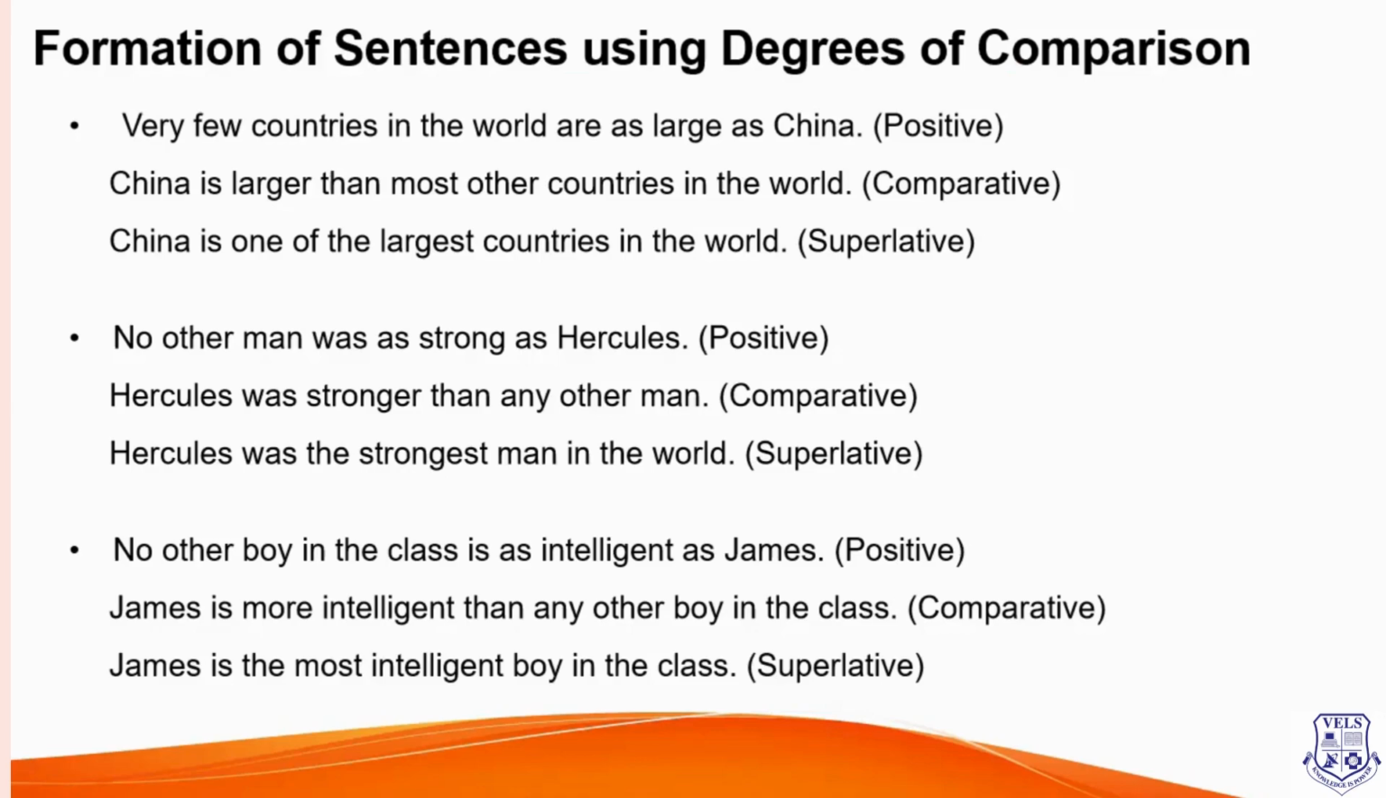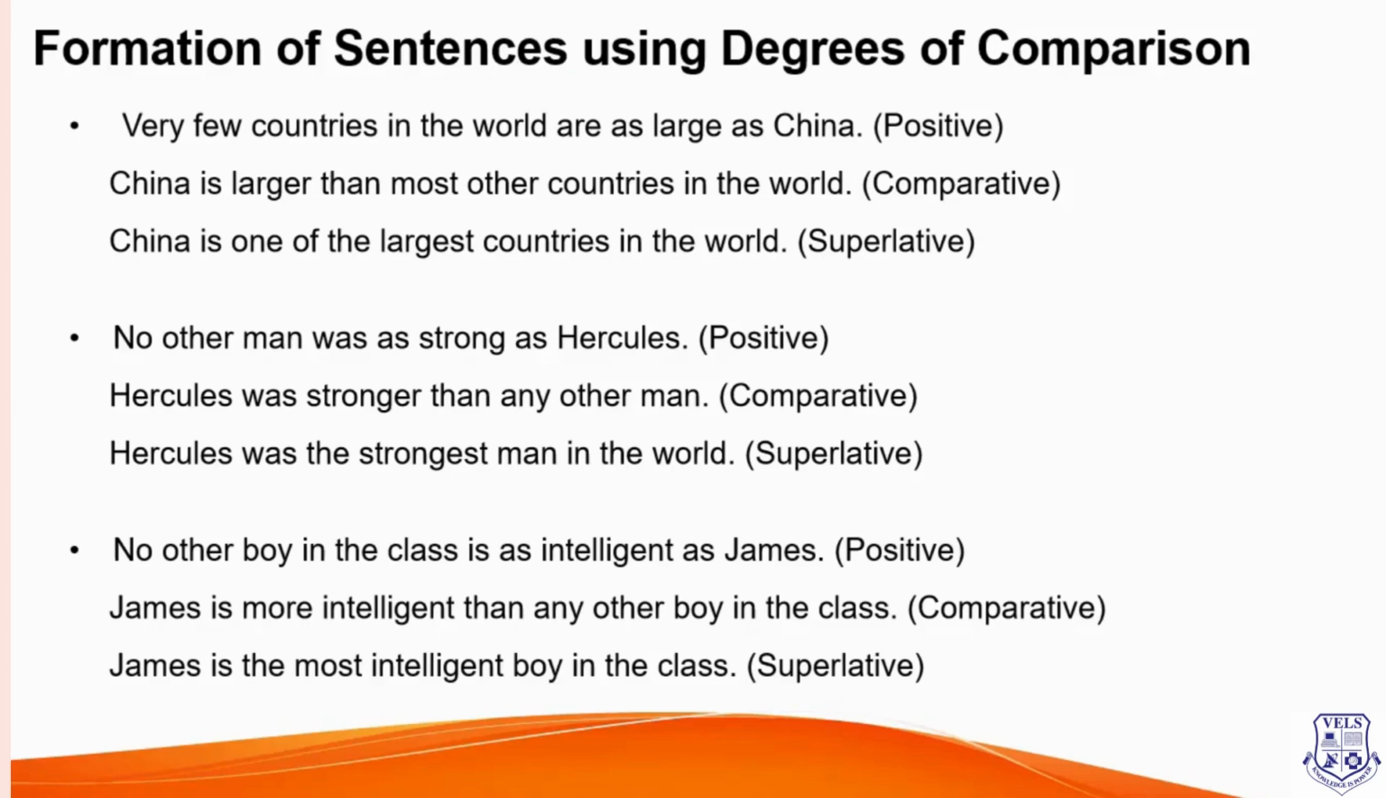Look at the third sentence. China is one of the largest countries in the world. One of the largest countries. This sentence makes it very clear that China is compared to the other countries in the whole world. The comparison is made in a huge way and hence the superlative degree is used.